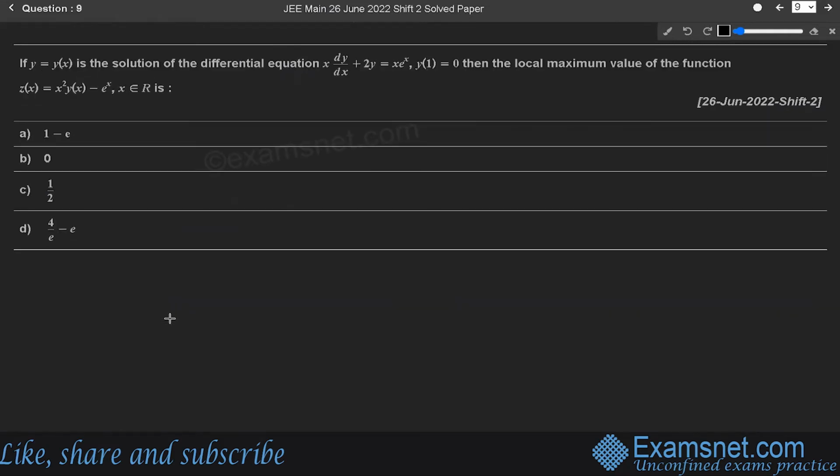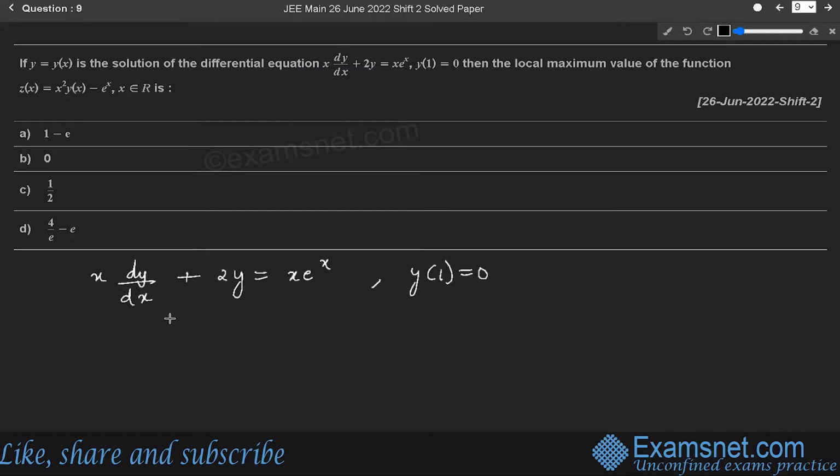Moving on to the next question. If y = y(x) is the solution of the differential equation x dy/dx + 2y = x e^x, and y(1) = 0, then the local maximum value of the function z(x) = x² y(x) − e^x, where x belongs to R, is.